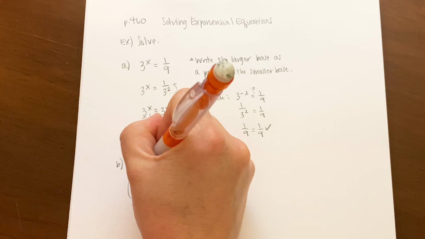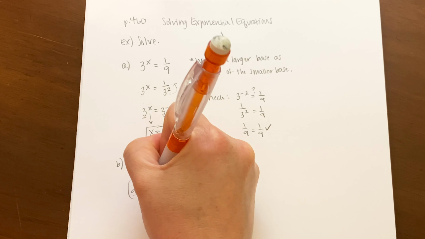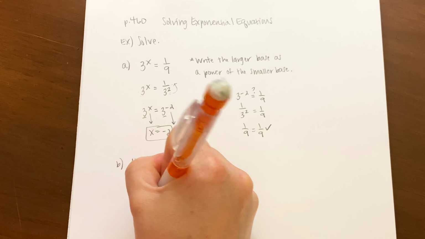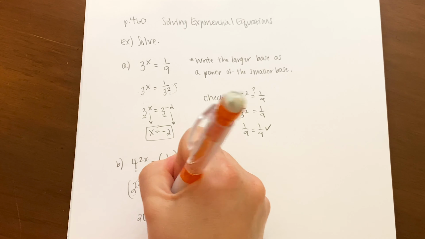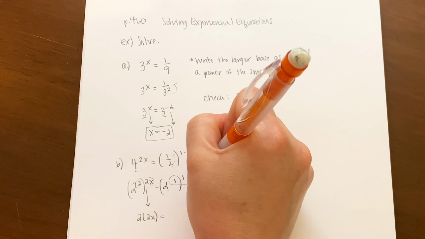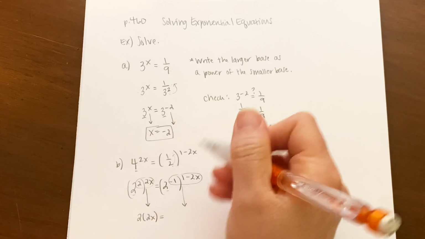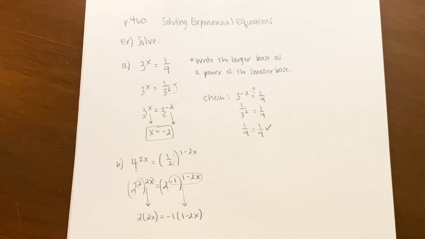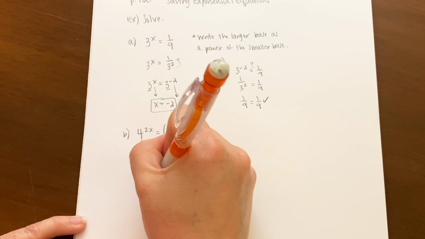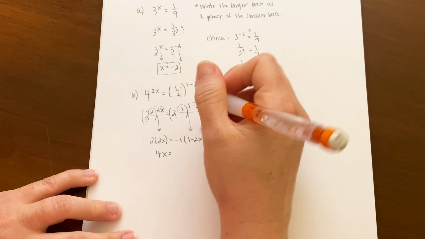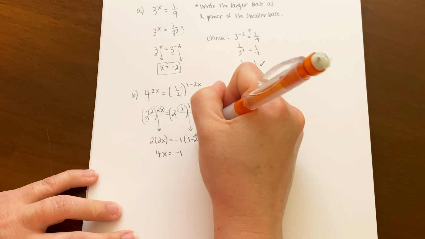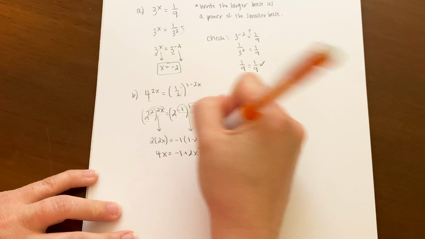So I'm going to bring down the exponent here. Now, remember your exponent rules. A power to a power means you multiply powers. So this is coming down as 2 times 2x. Over here, I'm going to bring down the exponent. Same thing. A power to a power means you multiply. So I'm going to bring this down as a multiplication problem. Okay. 2 times 2x gives me 4x. Here I'm going to distribute the negative 1. Negative 1 times 1 is negative 1. Negative 1 times negative 2x is positive 2x.